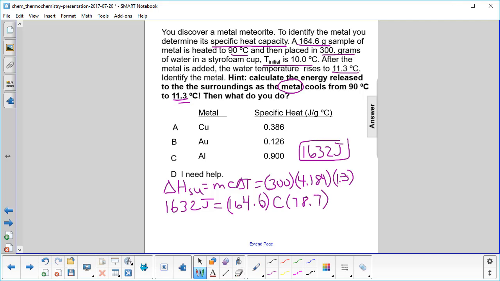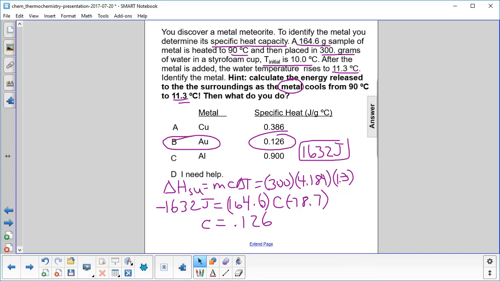And notice, if we wanted to be rigorous here, I would have put a negative here, right? That's the energy released by the metal. And this is a negative delta T. So the negatives cancel anyway. I can now solve for C, and C is going to equal 0.126. I look in my chart, here's the specific heat, and here's the metal, it's gold. So that's a cool meteorite.